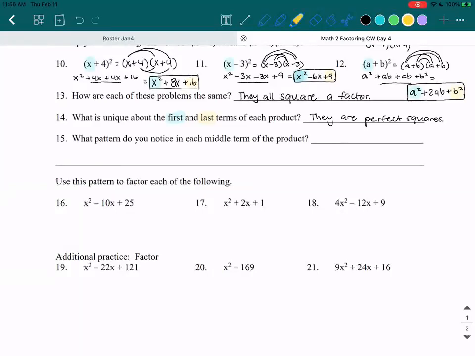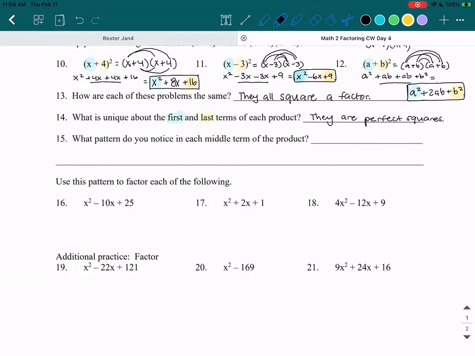And then I'll just use the same color as yellow for the last. For number 10, the 16 is the 4 being squared. And then in number 11, that 9 in our answer, that was the negative 3 being squared. And then in number 12, the b squared at the very end of our answer, that is this b being squared. So that's what I mean by they're perfect squares. They're literally squares of the terms of the factor.